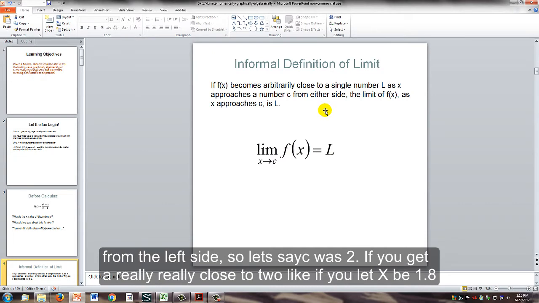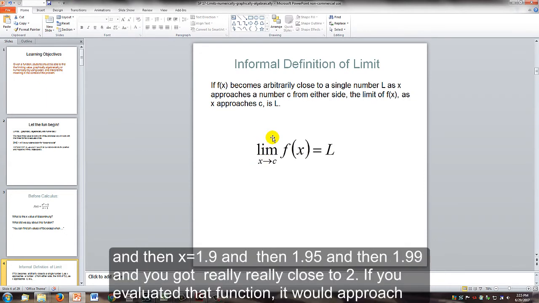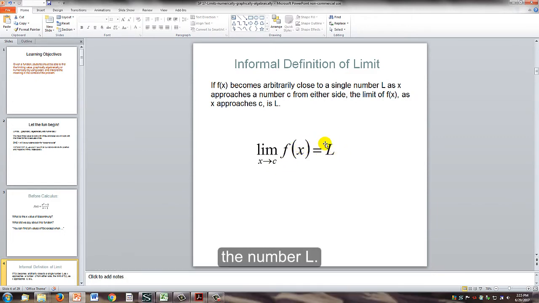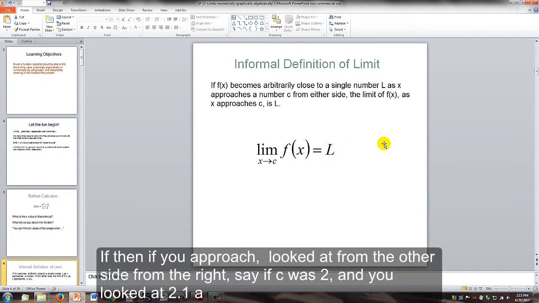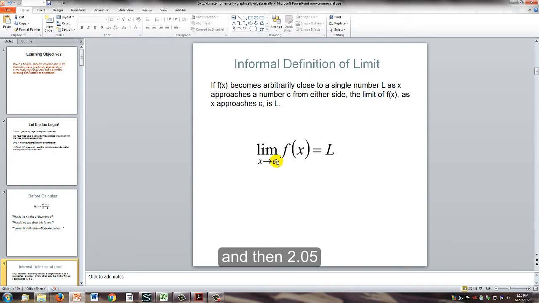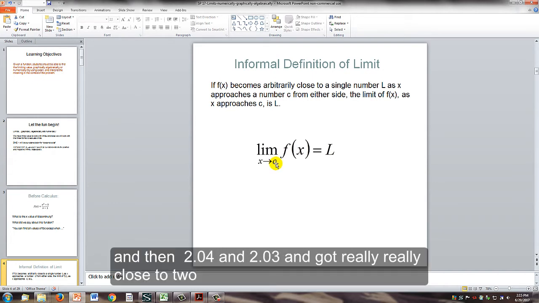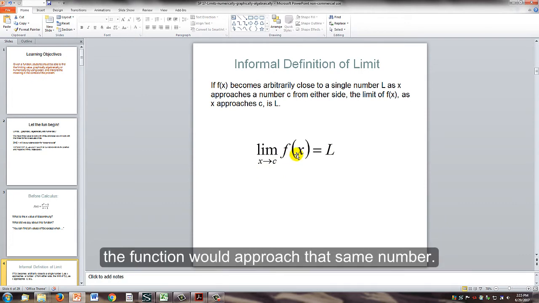So what that means is if you have a function and you approach it from either side, that means from the left side. So let's say c was 2. If you get really, really close to 2, like if you let x be 1.8 and then 1.9 and then 1.95 and then 1.99, and you got really, really close to 2, if you evaluated that function, it would approach a number L. And then if you looked at it from the other side, from the right, let's say if c was 2 and you looked at 2.1 and then 2.05 and then 2.04 and 2.03 and got really, really close to 2, the function would approach that same number.